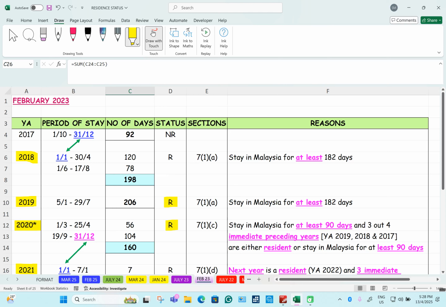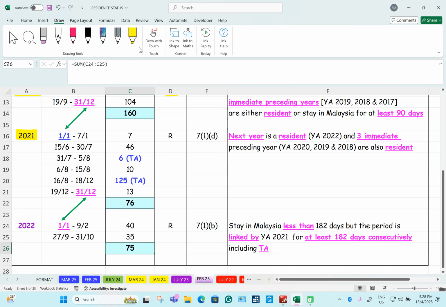19 resident, yes. 18 also resident, guys. Meaning to say first condition is met. Okay, now we go to the second condition, guys. Second condition is what? Next year, YA 2022, is also resident. Let's determine resident status for 2022.